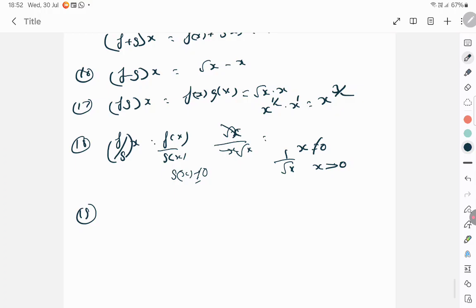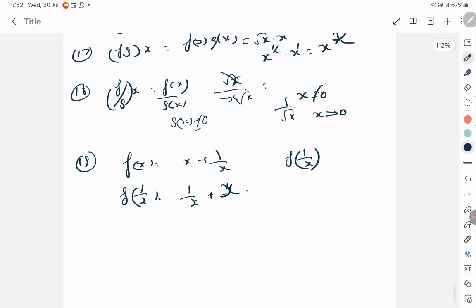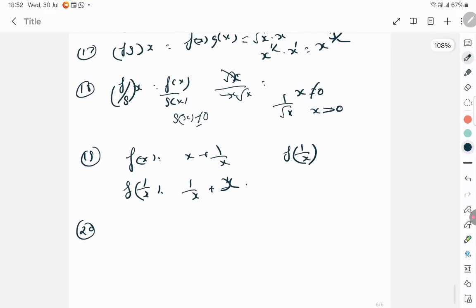So let's go to the 19th question. I think I'm done. There's one more question, which is f of x is equal to x plus 1 by x, which will be in Arora or R.D. Sharma, where they'll ask you to write f of 1 by x. Okay, so in this case, f of 1 by x will be 1 by x plus 1 by x, which will be x. Okay, so some sums like this you should be able to manage and do. So let's go to the next question. If there are any hard sums other than this, I would like to do them once again.